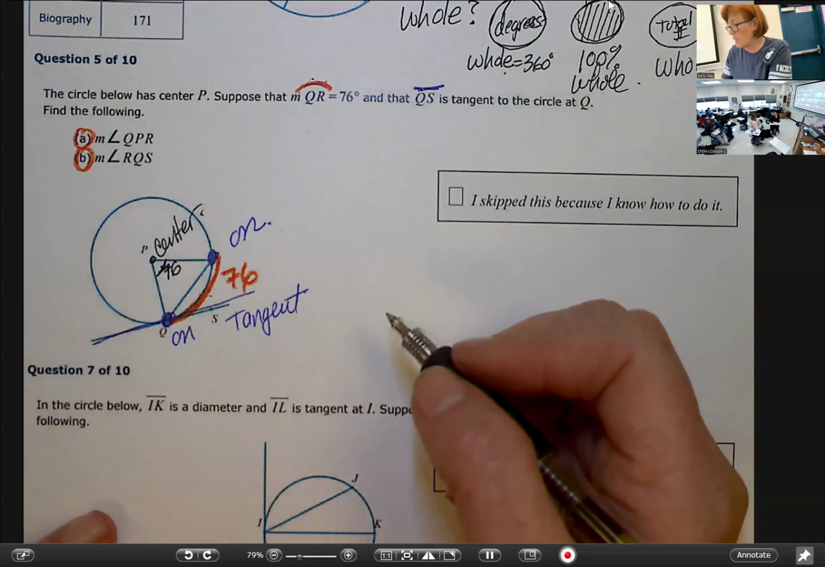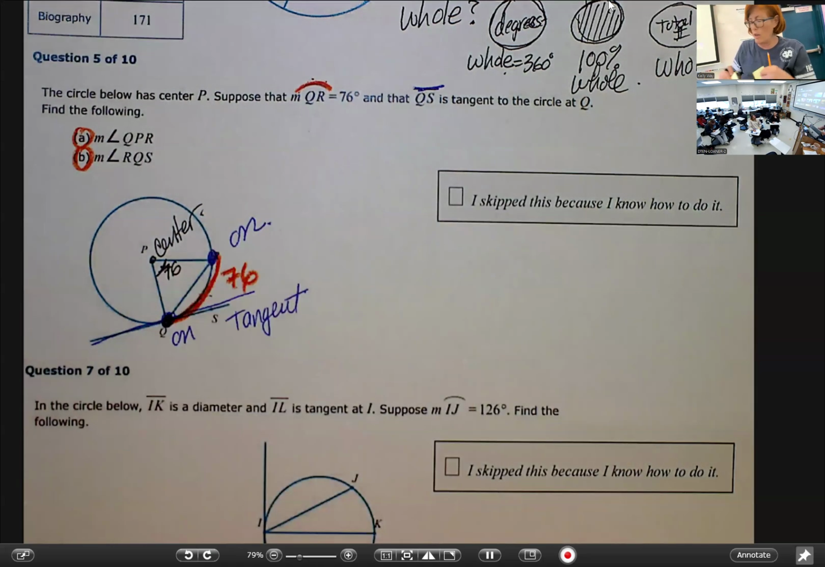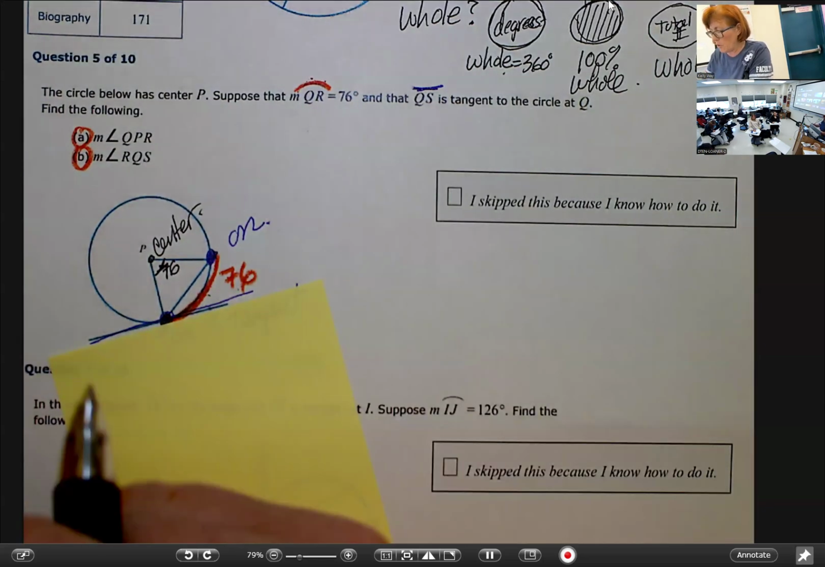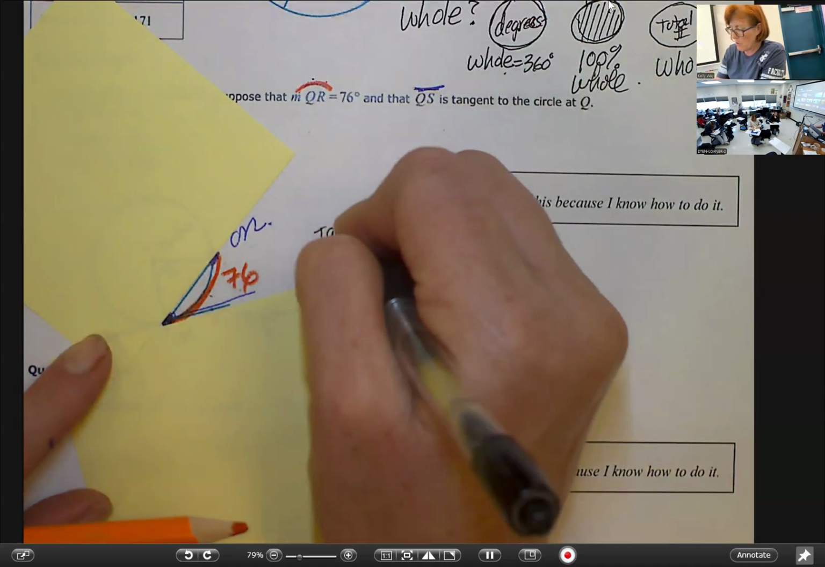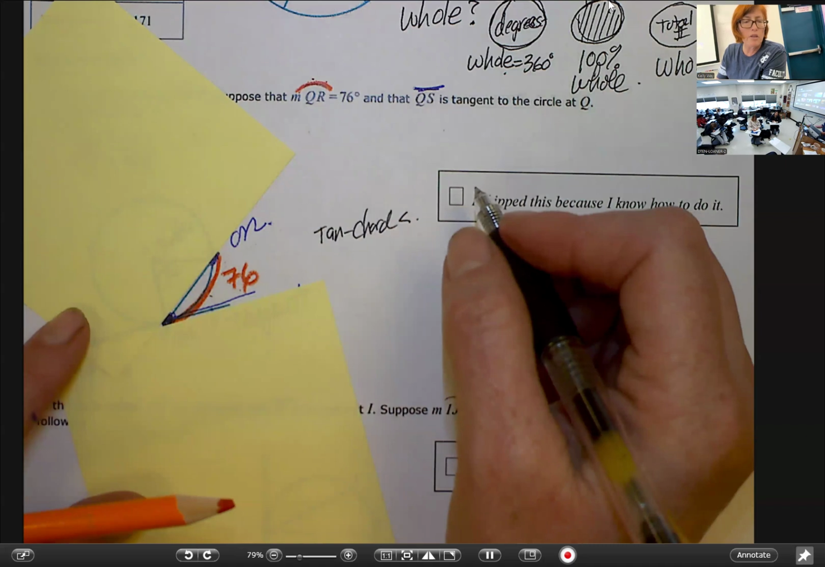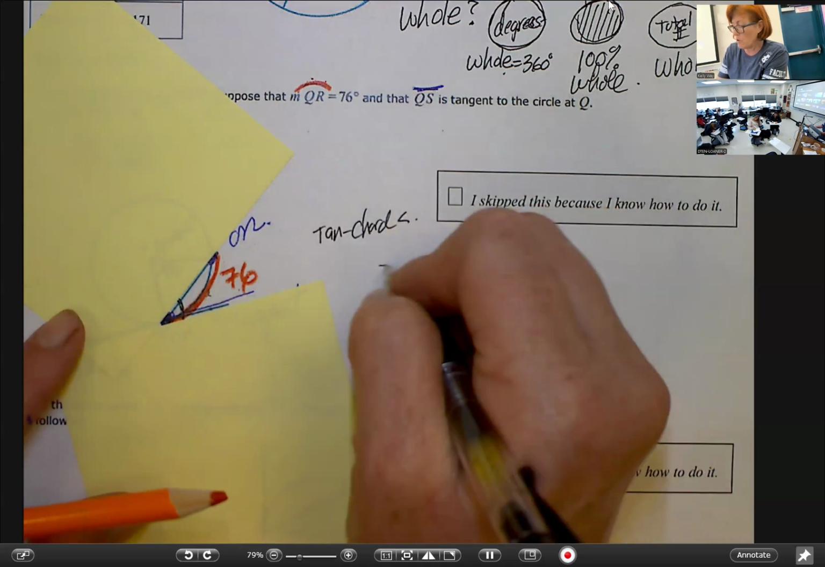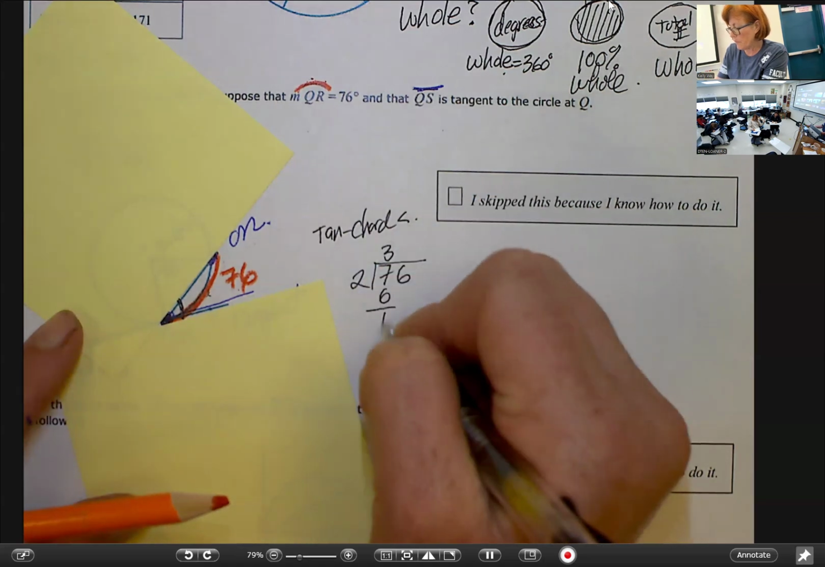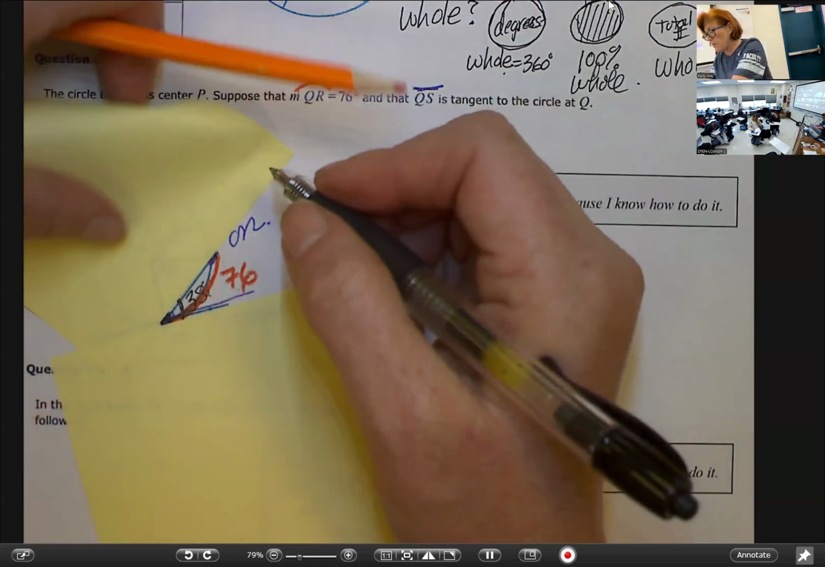All right, and now we're going to see what else we can find. See that right there? That's an on. And what we're framing is a tan chord. Right here. What we just framed is a tan chord. And the tan chord angle is the same as the one inscribed. So if this is 76, this is an on, it's half. And you do 76 divided by 2. And we're going to get 38 right there.